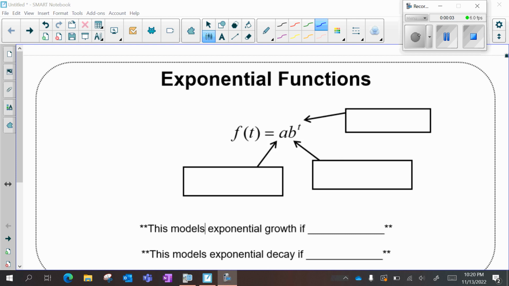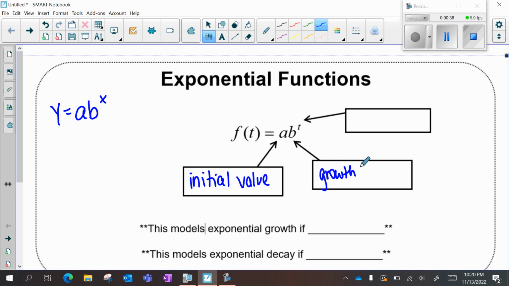This video is going to be an introduction to exponential functions. So I have a general exponential function written here in function notation, f of t equals a b to the t. Just as a side note, this is the same thing as if you saw y equals a b to the x. It's just in function notation instead. So a is our initial value. B is our growth factor, and t is our time.